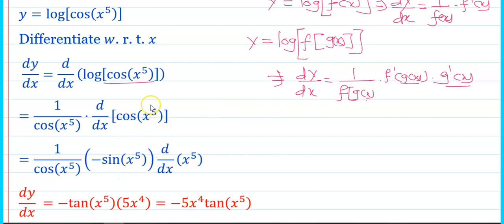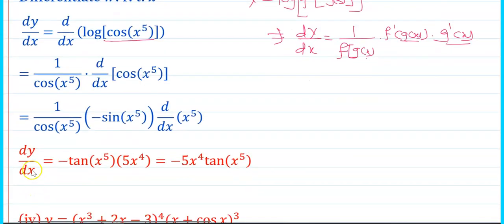Now, what about here g? G is x raised to 5, into g dash of x, into d/dx of x raised to 5. What is the derivative of x raised to 5? 5 x raised to 4. And hence the answer dy by dx is equal to minus tan of x raised to 5 into this sin of x raised to 5 upon cos of x raised to 5.